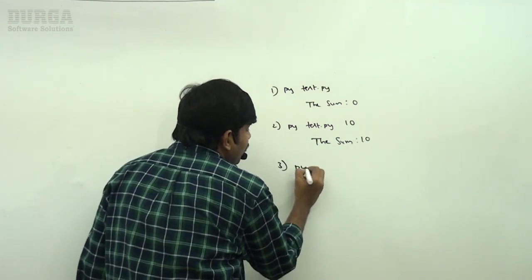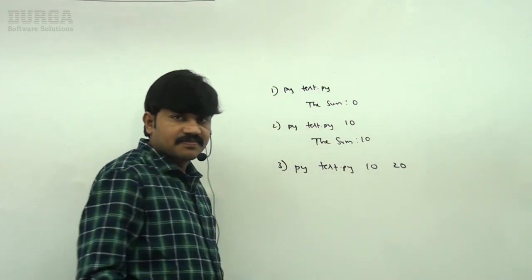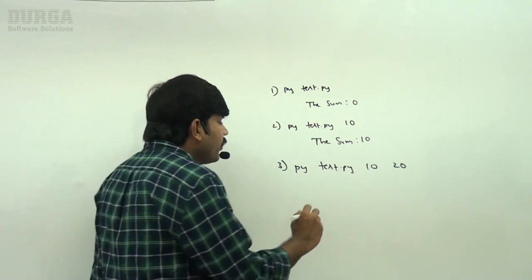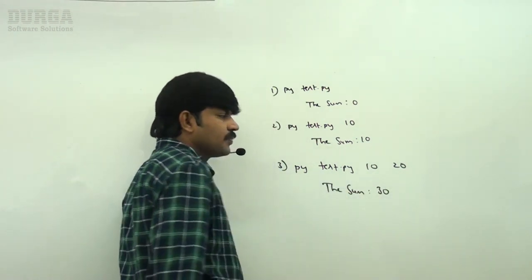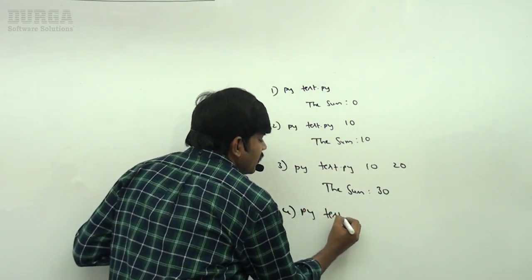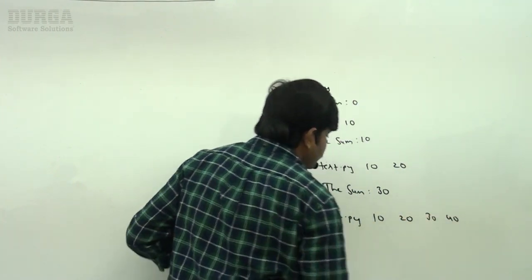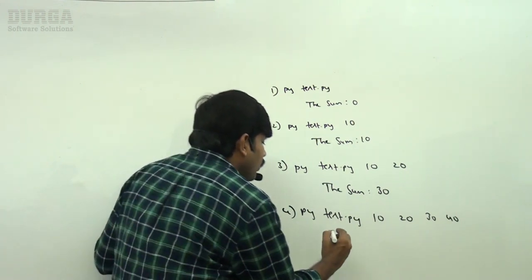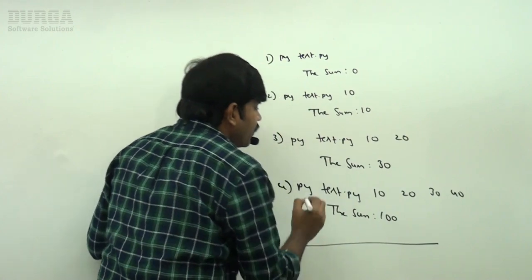Next, py test.py 10, 20 I am passing. Are you getting 10 and 20? Two numbers I am passing as command line arguments. Now my expected output is: the sum is 30. Next, py test.py 10, 20, 30, 40 I am taking, sir. So 10 plus 20 plus 30 plus 40 is 100. Now the sum is 100 we are going to get.